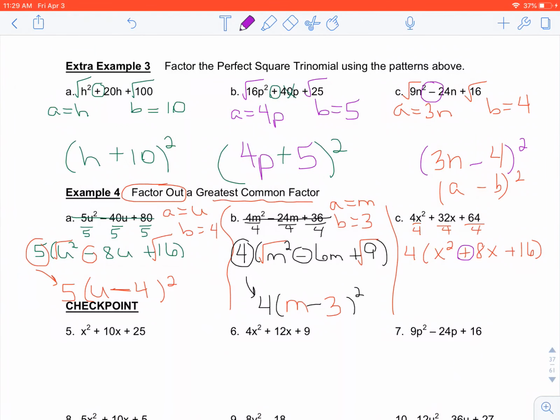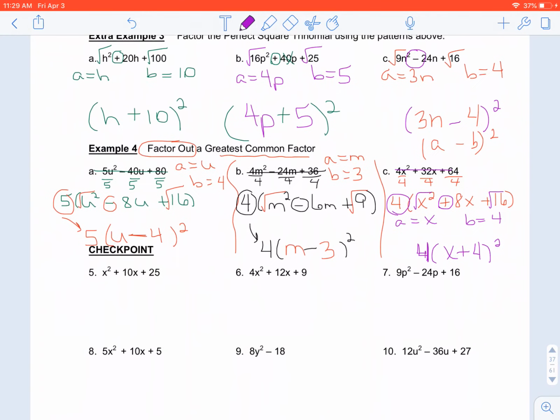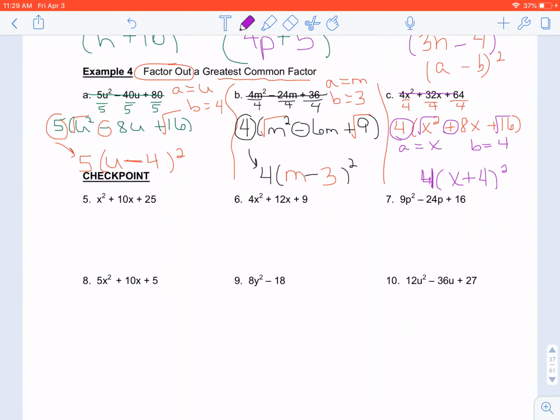Plus sign in the middle of my parentheses. GCF in the front of my parentheses. And then, first problem is gone. We're looking at an x and a 4. So 4 in the front, x plus 4 squared.